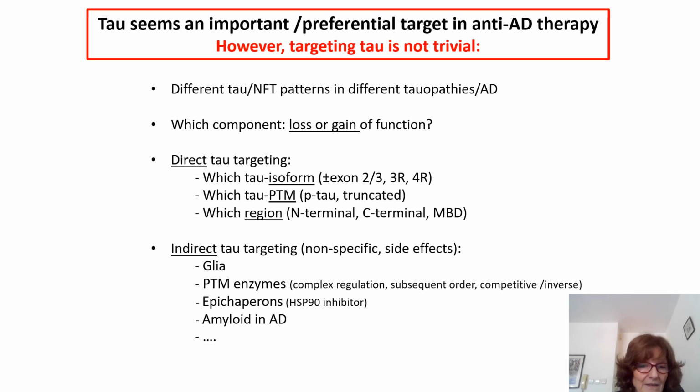And if we want to target it indirectly, it will be more non-specific with side effects. If we want to target the glia, which is very relevant for tangles, we know the complexity of microglia, the double-edged sword effect. And if we want to target enzymes of the post-translational modifications, which of them? We know it's a very complex regulation with a subsequent order, with competitive inverse relations between the different PTMs. If we want to target the folding, the misfolding, via chaperones or epichaperones, if we use, for instance, the HSP90 inhibitor with all its side effects. And if we believe that amyloid is upstream to tau, maybe we will target the amyloid, hoping that it will affect the tau. So these are some thoughts showing that it's not so trivial.